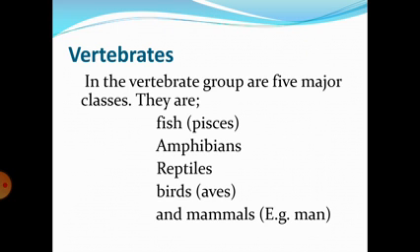Vertebrates. In the vertebrate group, there are five major classes. There are fish or pisces, amphibians, which are animals that live both on land and in water like frogs and toads, reptiles like lizards and snakes, aves or birds like eagle and vulture, and mammals like man, lion, antelopes, etc.